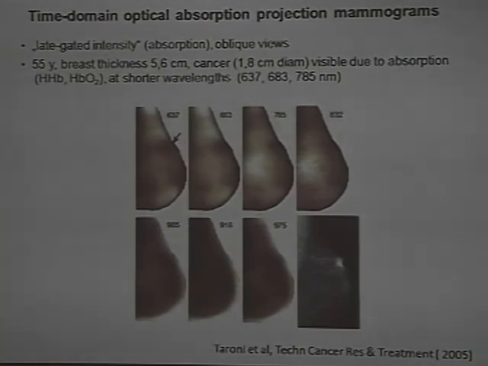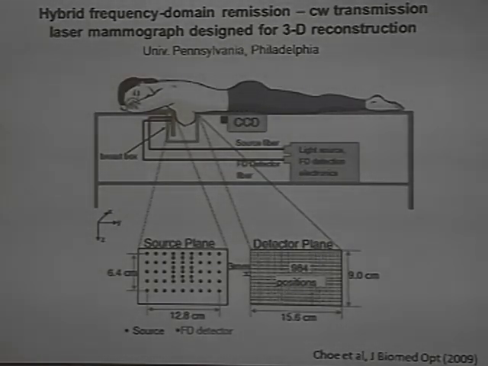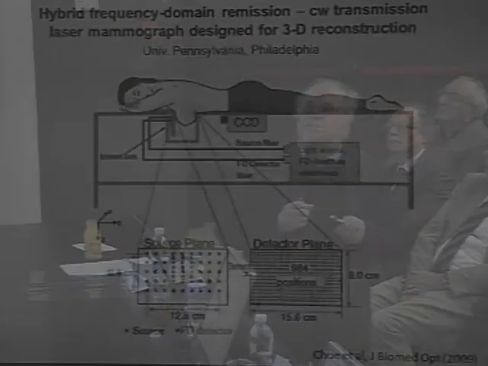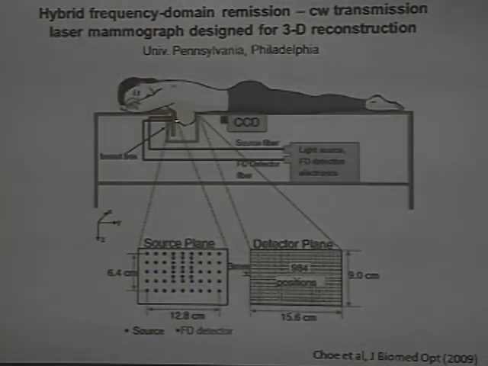Now, these are optical mammograms. They were shown by Professor Svelto, so I skip it and show you another instrument developed by another group at the University of Pennsylvania. And this instrument is designed to reconstruct the absorption and scattering coefficient, and therefore the chromophores, in 3D. And the patient lies prone and her breast is immersed in a scattering liquid of similar scattering and absorption properties as the breast to relax the dynamic detection range.